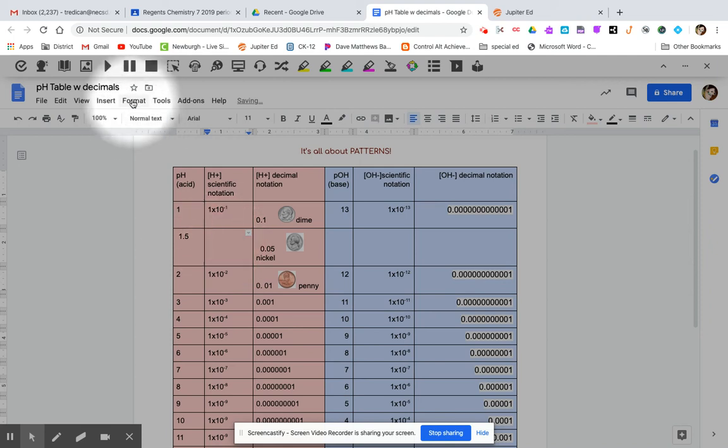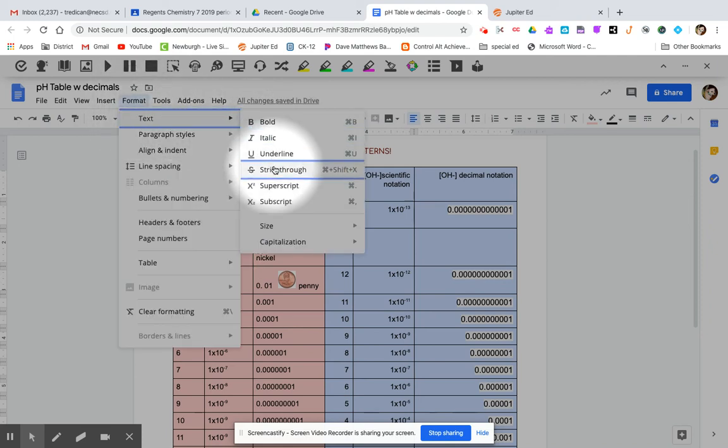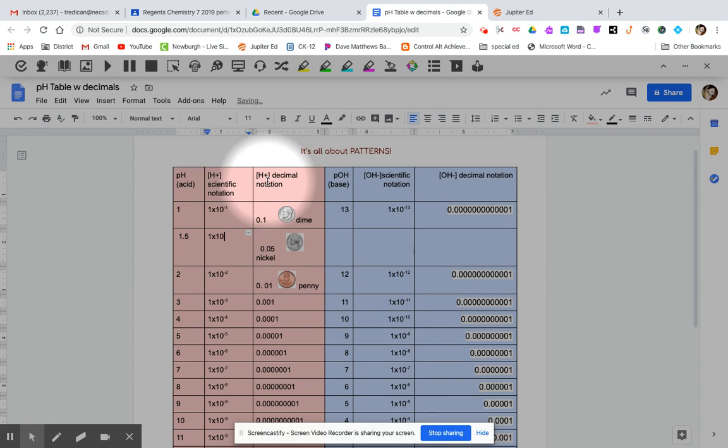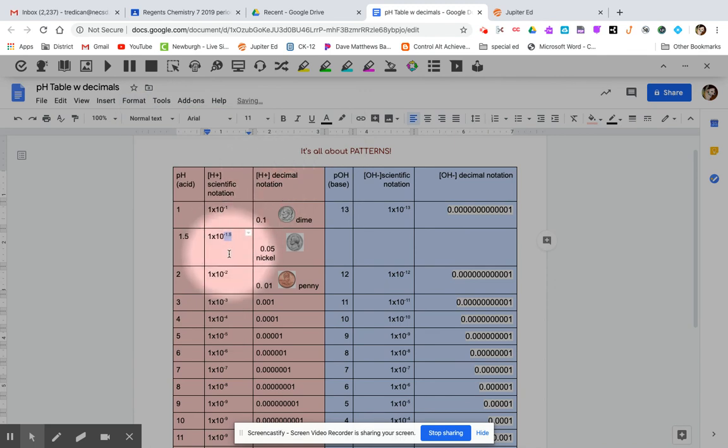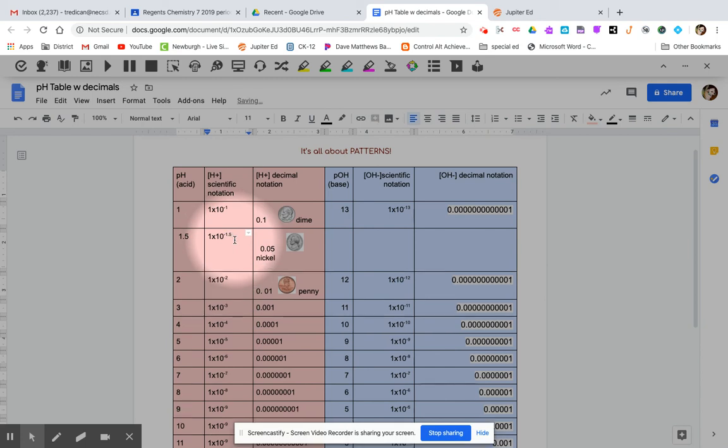Okay, sorry about that. Let's get out of that format. 1 times 10 to the negative 1.5. And again, you learned yesterday, you can highlight, format, text, and superscript. Okay, so that's a clear pattern, right? We take the pH and we raise 1 times 10 to the negative of that power. However, mathematically speaking, 1 times 10 to the negative 1.5, that's not really a correct way of writing. So let's take a step further.